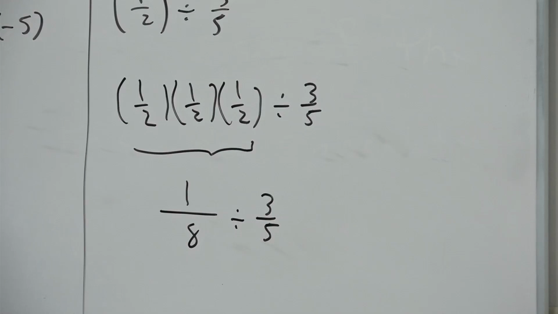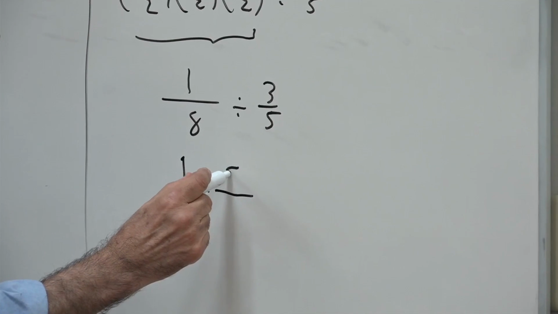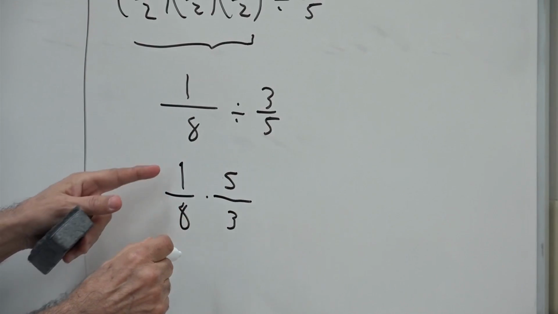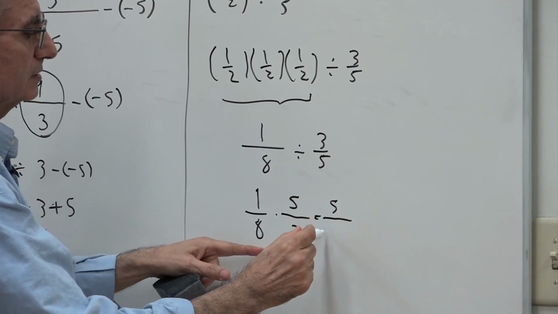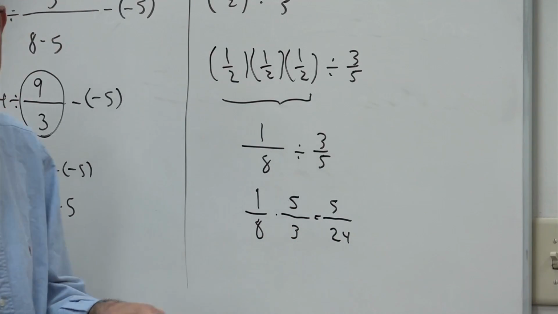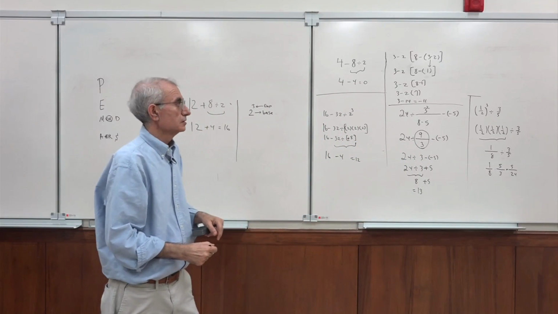Then when we divide fractions, as you all remember from previous classes, you write the first one, you change division to multiplication, and you invert the second fraction. So that becomes 1/8 times 5 over 3. So 5 times 1 is 5, and 8 times 3 is 24. So that will be 5 over 24.